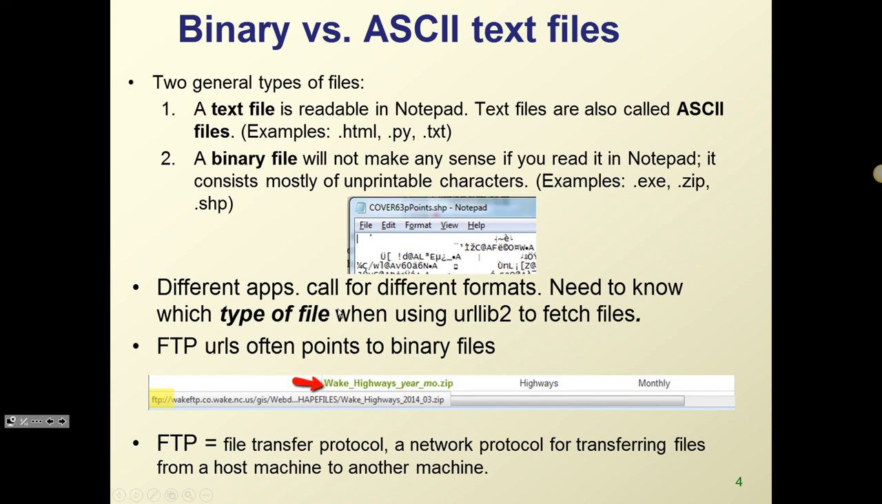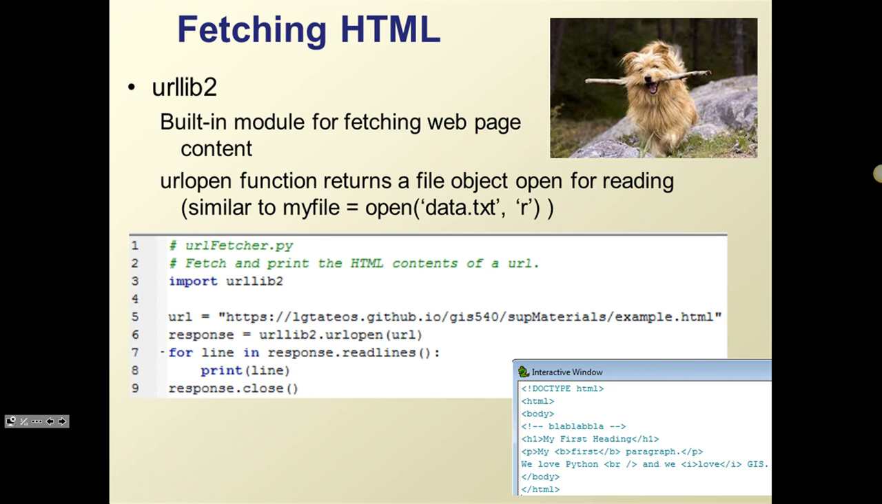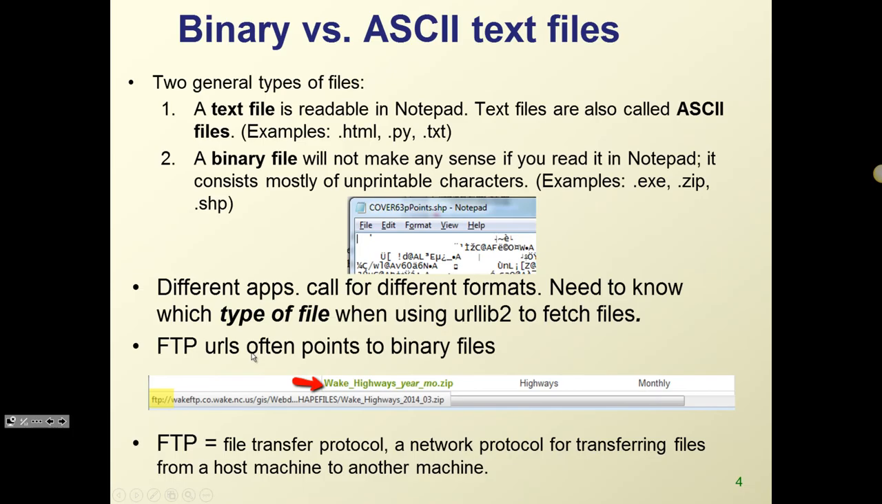All right, so when you're using urllib2, you have to know what you're dealing with. If you're dealing with a text file, you can simply do what I've done on the previous slide, which is get that response and then loop through it to read each line of it. But if you're dealing with a binary file, you have to write it to your computer first. It's open for reading, and you can actually save it to your computer. So I'll give an example of that.